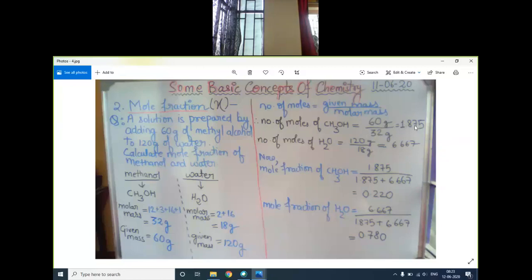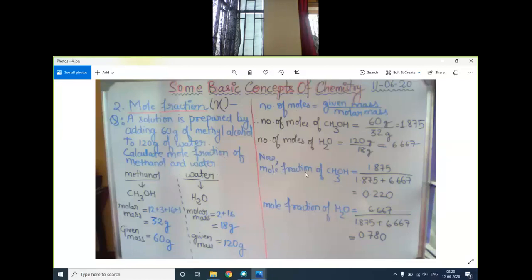So if we divide, it will come 1.875. Now calculate number of moles of H2O. That will come given mass by molar mass, 120 gram by 18 gram. It will come 6.667. Now we are getting number of moles, but what we have to calculate? We have to calculate mole fraction of methanol and of water.